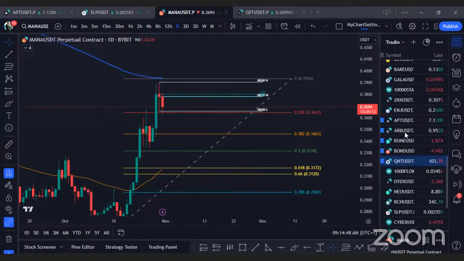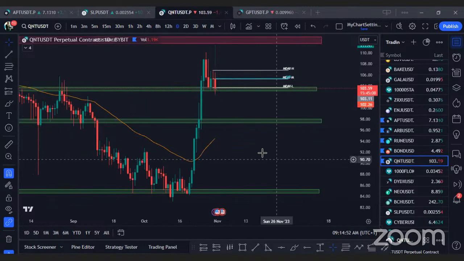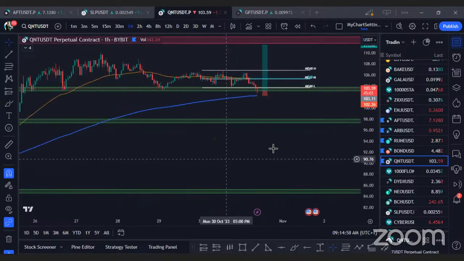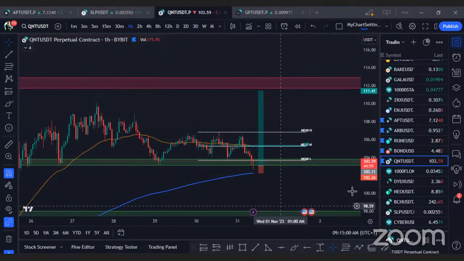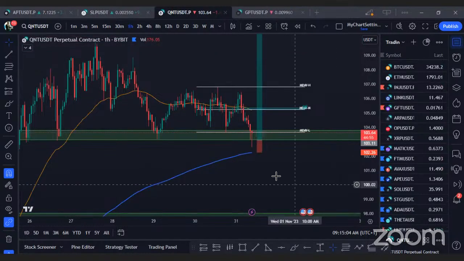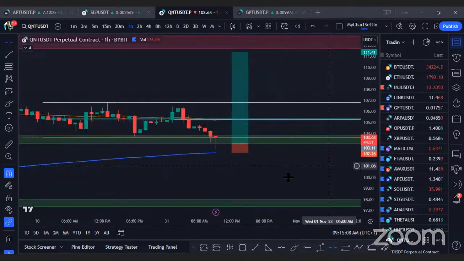QNT is the token that I'm still tempted to take a trade on. If I'd entered a trade at that 3.1, I should be in profit already, okay? Guys, I think I should enter this trade, okay? BTC is what is causing the whole problem right now in the market, okay?